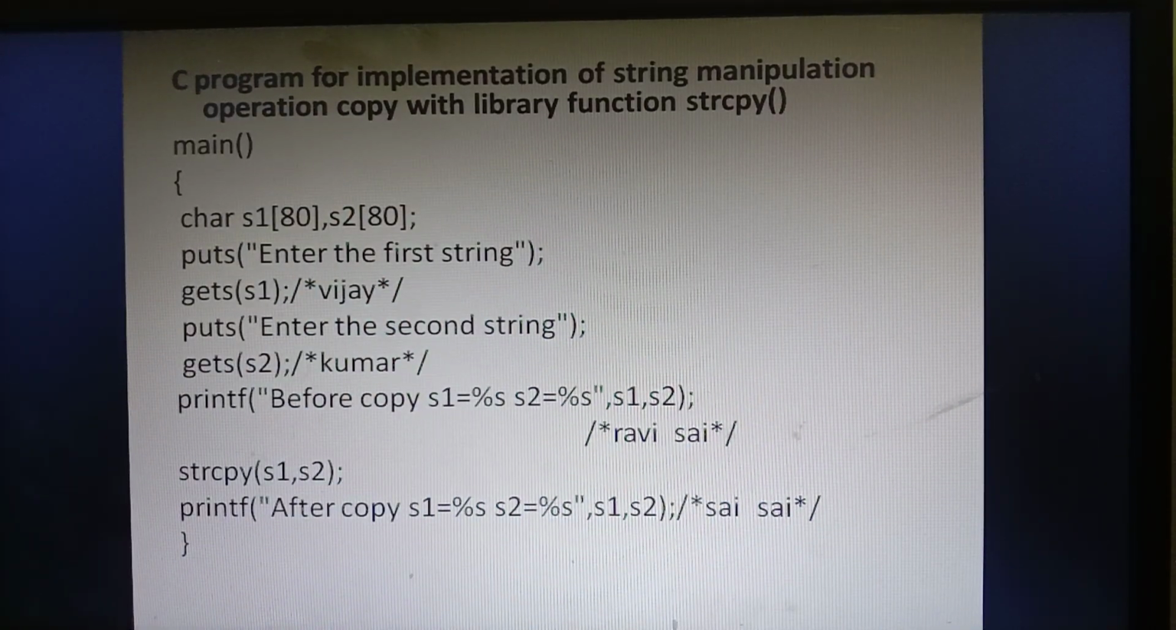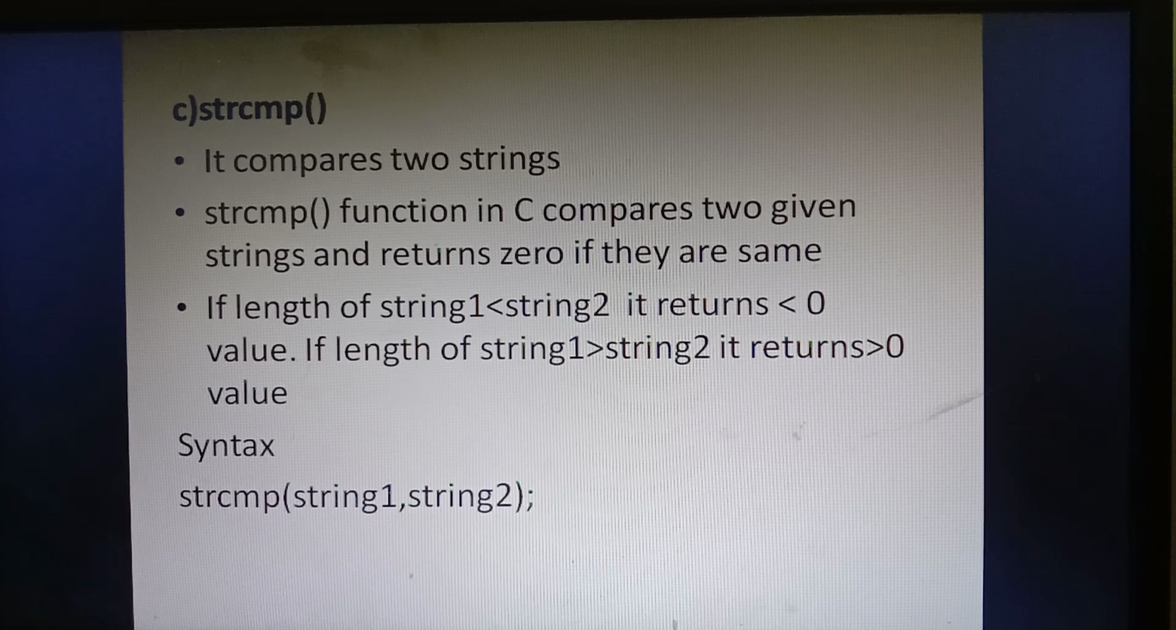Next function we can go for is strcmp. It compares two strings. The strcmp function in C compares two given strings and returns 0 if they are the same. If the length of string 1 is less than string 2, it returns a value less than 0. If the length of string 1 is greater than string 2, it returns a value greater than 0. So automatically, if two strings are equal, we are getting answer 0.